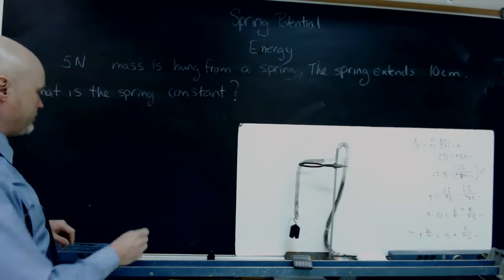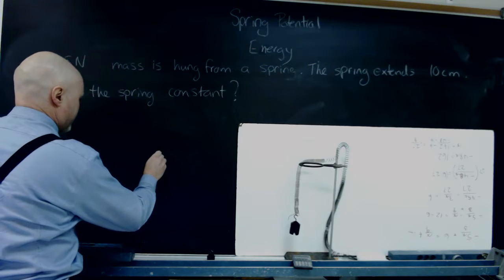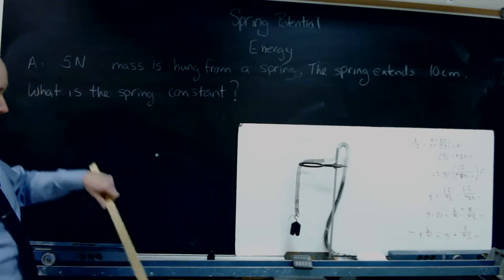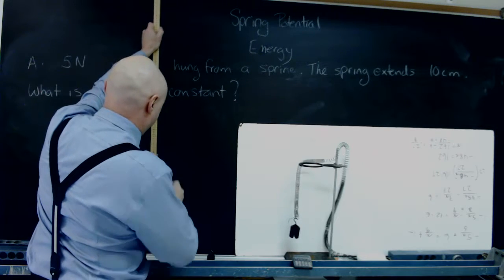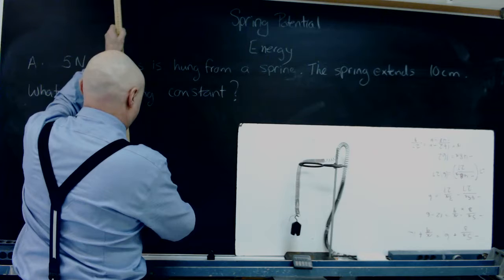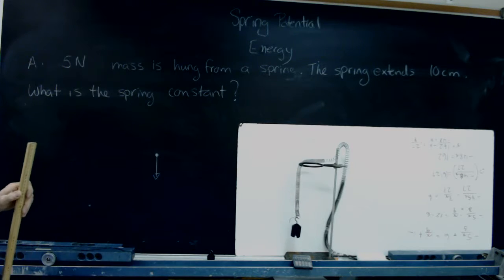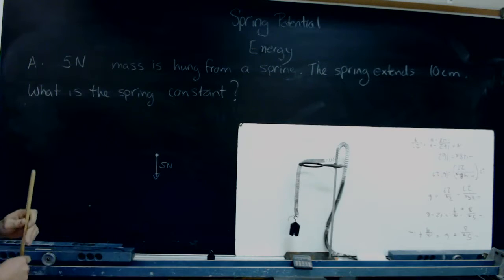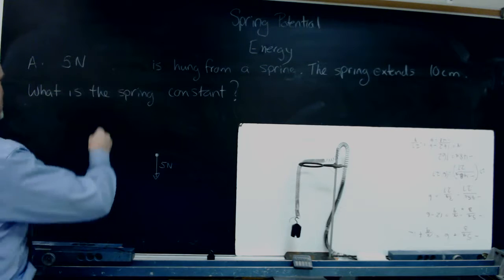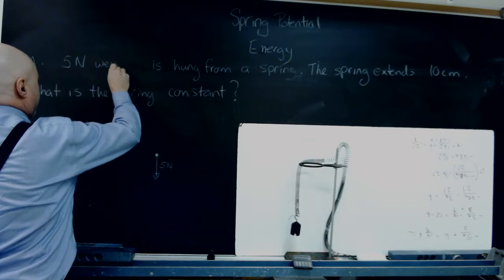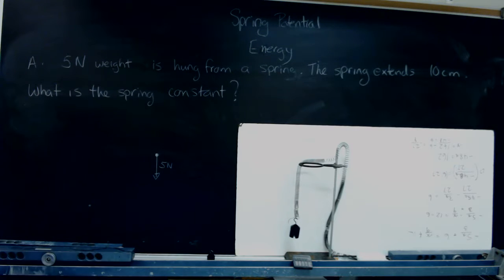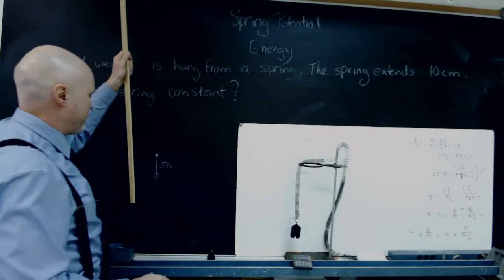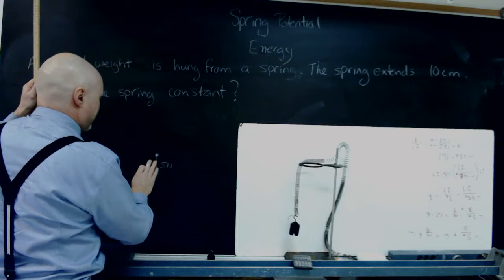Okay, so let's start with a free body diagram. So here's the mass. Here is the force of gravity downwards. And that's 5 newtons. Did I say mass? Because what I actually meant was weight. They are different, because this has to work on Mars too, or the moon, or potentially Jupiter. So anyways, this is the force of gravity.